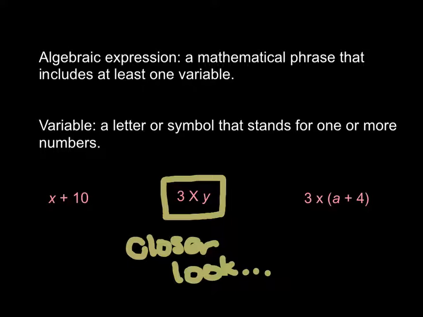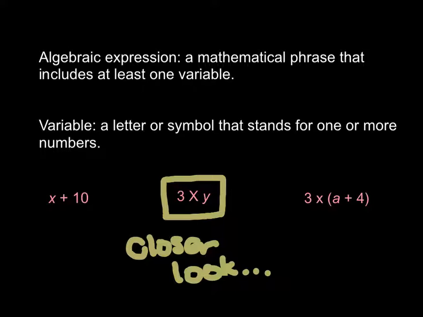X is your variable. It's a letter that represents one or more numbers, which we just don't necessarily know what number it's representing here. This is 3 times Y, and Y is our variable. And then 3 times A plus 4. See, this is an algebraic expression because it not only contains numbers and operation symbols, but also a variable, and A is our variable in this expression.